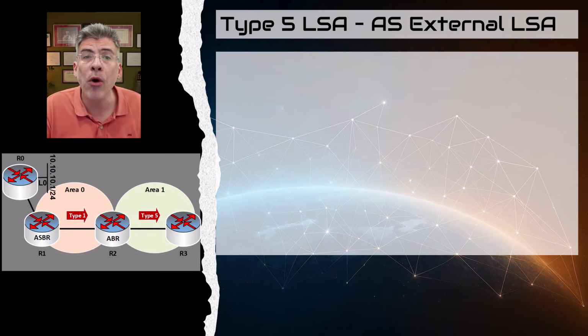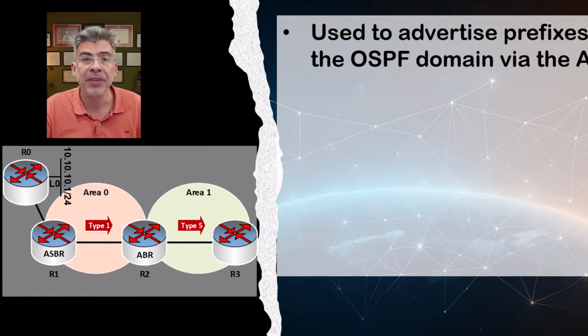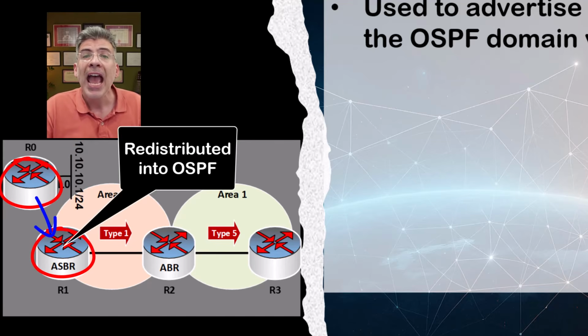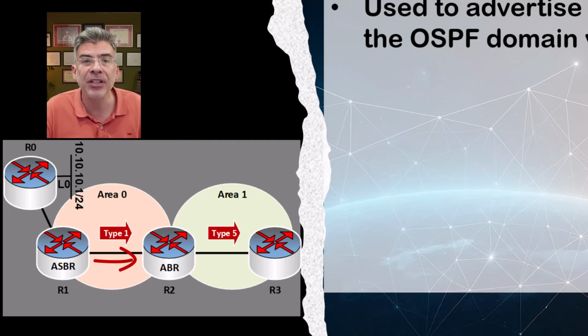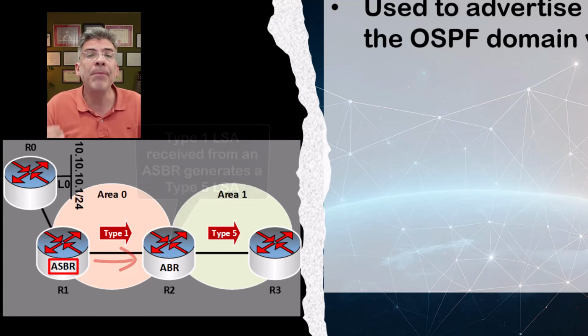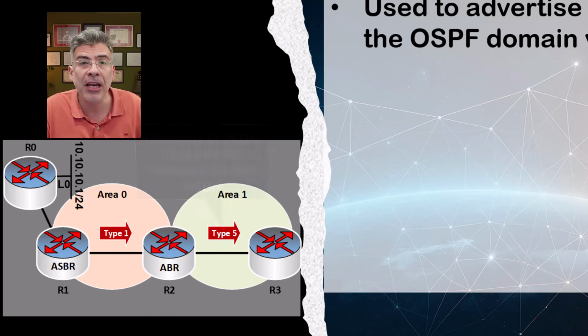The Type 5 LSA, or the Autonomous System External LSA, is used to advertise the specific prefixes that are injected or redistributed into the OSPF domain via the ASBR. Here, for example, the 10.10.10.0/24 network on R0 is somehow advertised to R1 and redistributed into OSPF. Where a Type 4 LSA advertises the ASBR router ID and the routing information to reach it, the Type 5 LSA advertises the prefixes that can be reached via that ASBR.